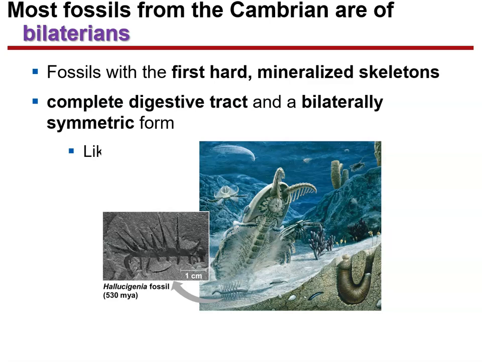In addition, we did not previously see a complete digestive tract in the sponges or the Cnidarians. Sponges don't really have digestive tracts. They basically just pump the water through their bodies and filter out the food. And the Cnidarians had an incomplete digestive tract because the mouth and anus are the single opening. But with the Bilaterians, they have a separate opening for the mouth and the anus, and that is what defines a complete digestive tract.